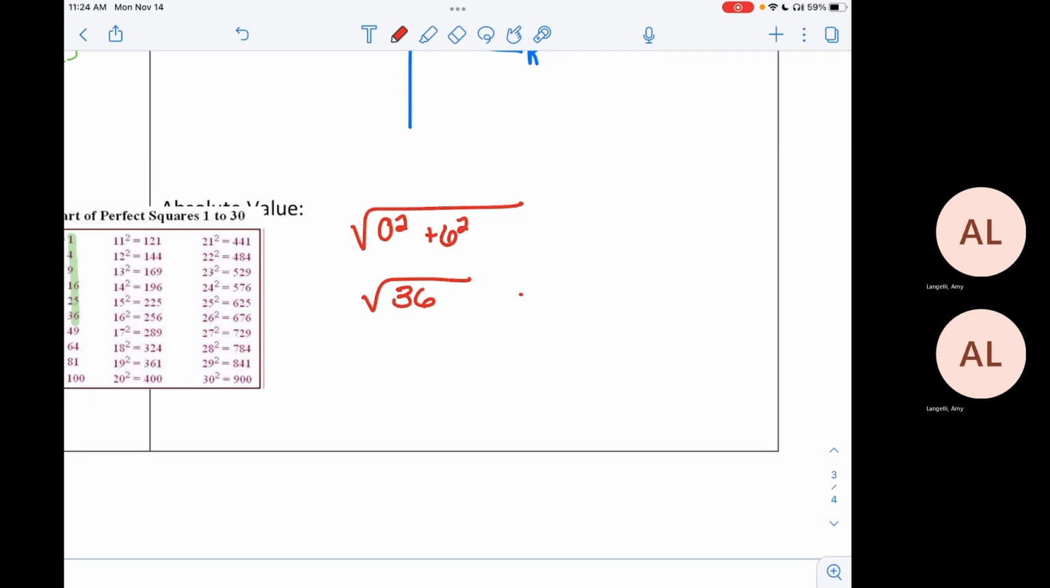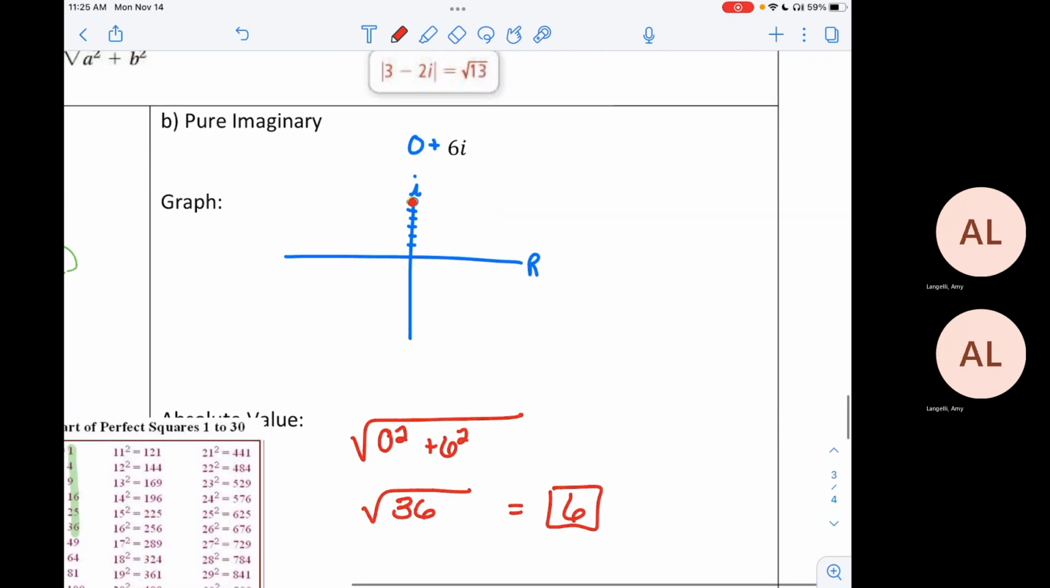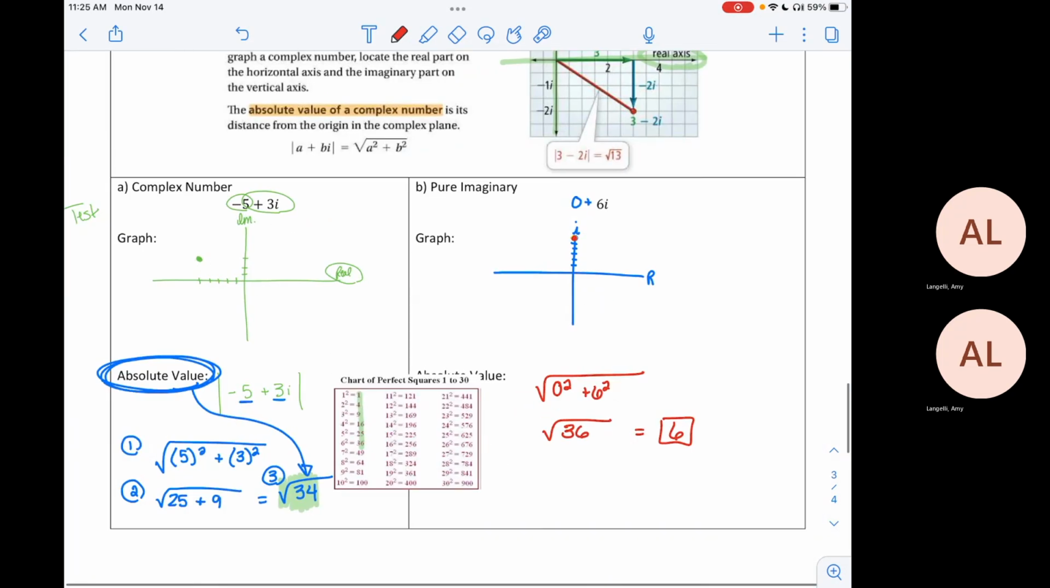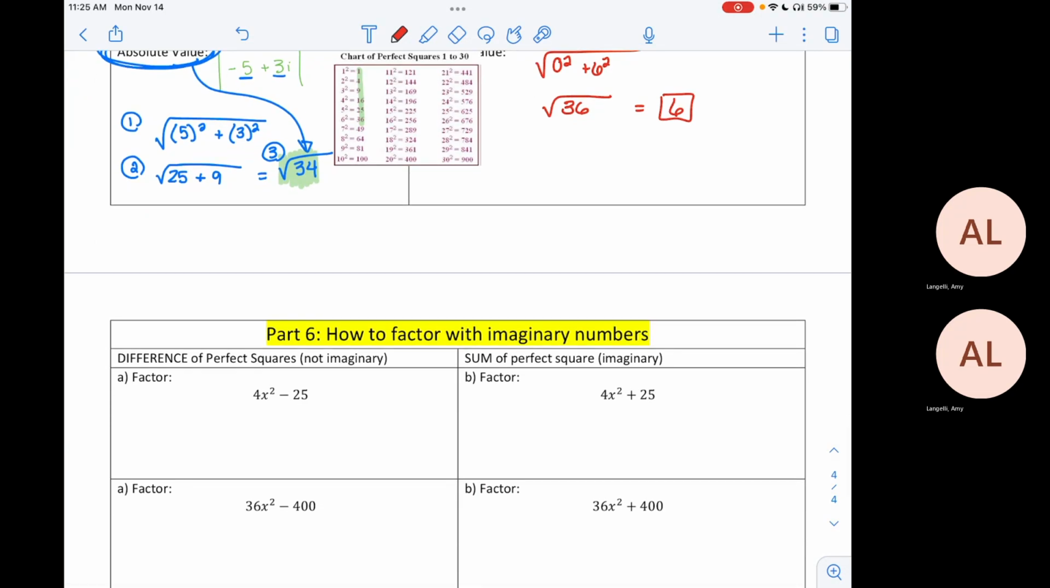It's the square root of 36, which equals a perfect 6 overall. And I hope that makes sense, because that dot is surely 6 units away from the origin. So we have made it through parts 1 through part 5.